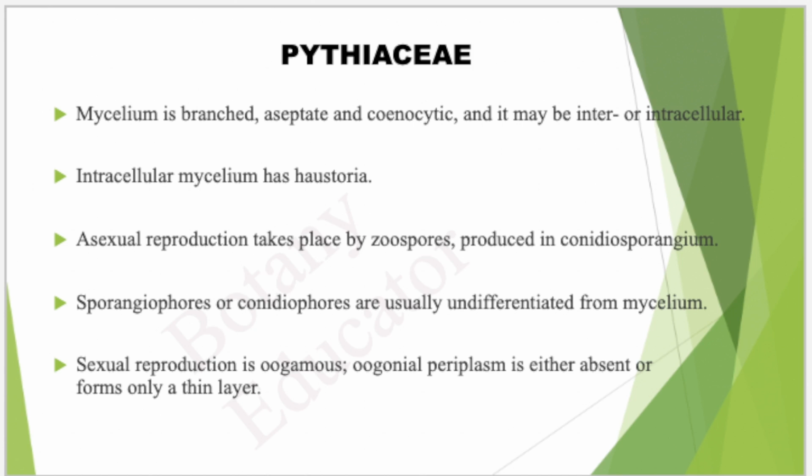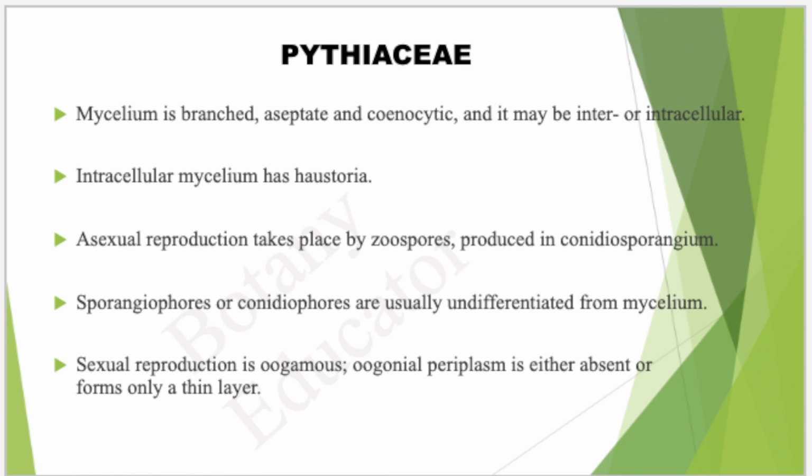The septa will be formed only when sexual reproduction takes place, or when spores form, even in asexual reproduction. The intracellular mycelium has haustoria. The intercellular mycelium has haustoria. Through these haustoria, it will absorb food for its nutrition. So haustoria are for nutrition purposes.